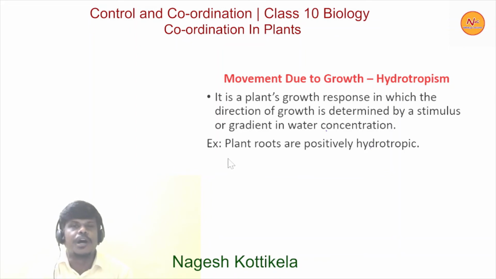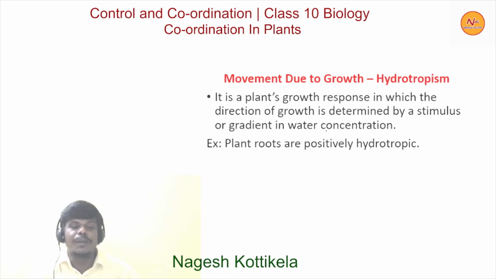And the best example: plant roots are positively hydrotropic. It means plant roots grow towards water. Obviously water is available inside the soil, so roots grow towards soil. So roots are both positively hydrotropic as well as positively geotropic. Okay, they are growing towards water, they are growing towards soil. So they are positively hydrotropic and positively geotropic.